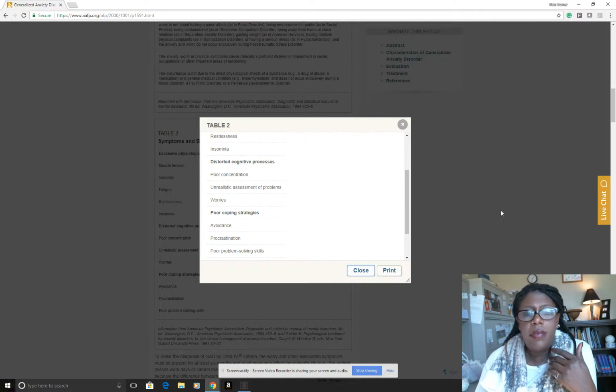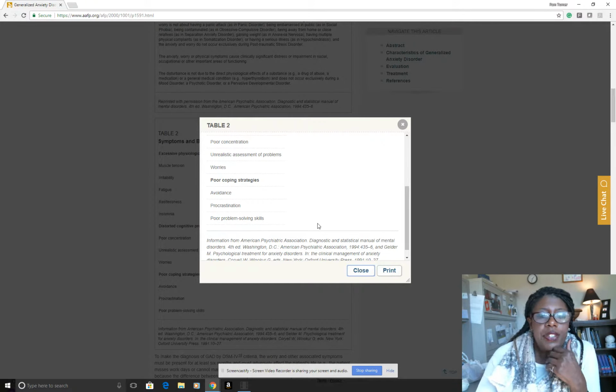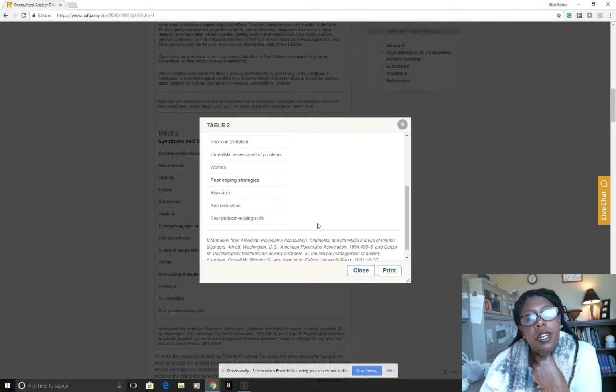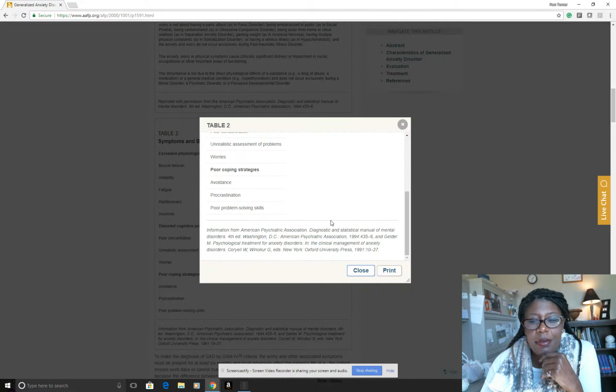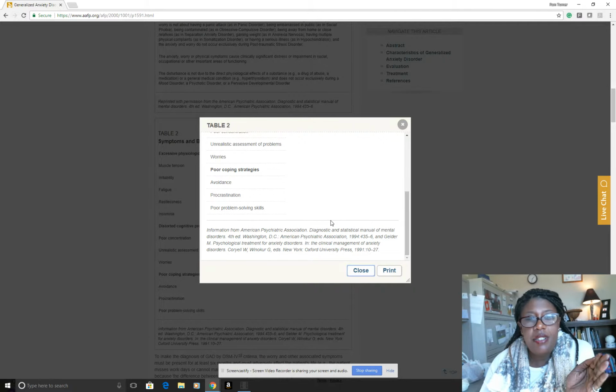And worries. Also, some of us have very poor coping skills when it comes to anxiety. We just avoid it. If you have a social phobia, a social anxiety, you just avoid social situations. We procrastinate. Anything that we don't want to do, we put off to the end. And we just have some really poor problem-solving skills. Again, with my client, that just didn't make sense of how that would work. So those are the kind of things that we look for.